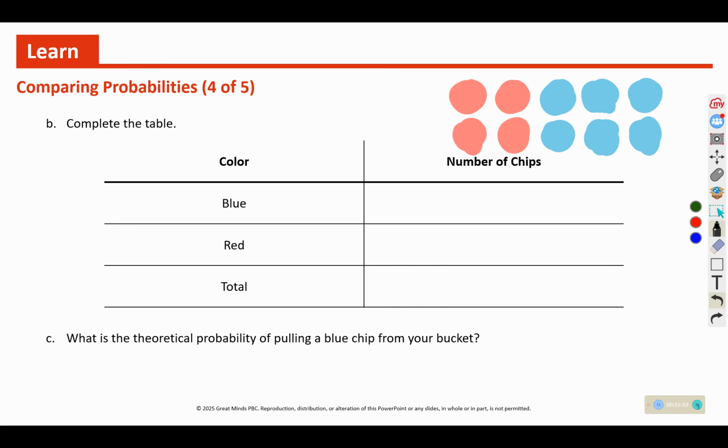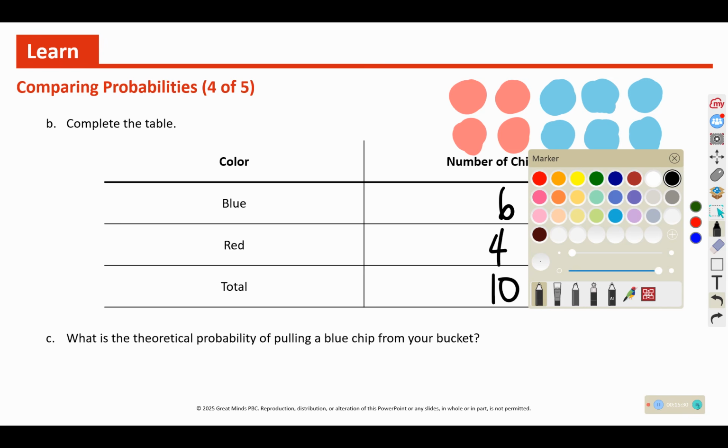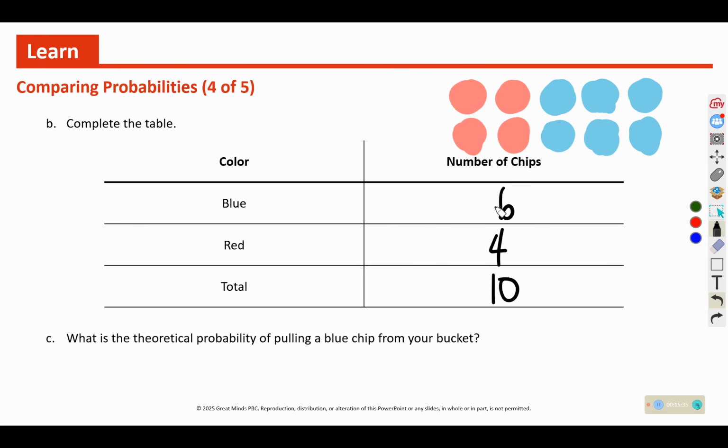complete the table. How many chips are blue? How many chips are red? And how many total? There are 10 chips altogether. What is the theoretical probability of pulling a blue chip from your bucket? There are 6 blue out of 10. 6 divided by 10 is 0.6, or 60%. If you chose a different amount of blue and red, you'll have to use your results to calculate your answer in part C.